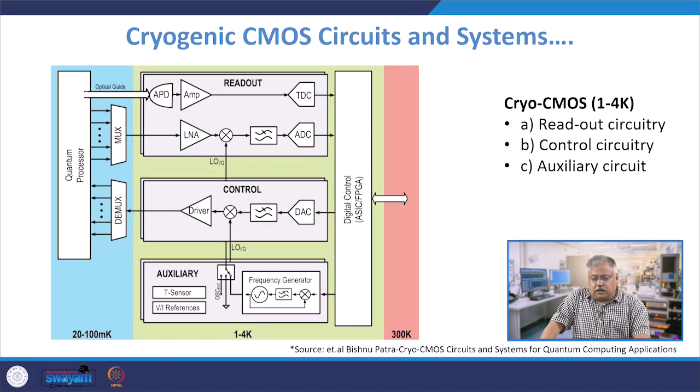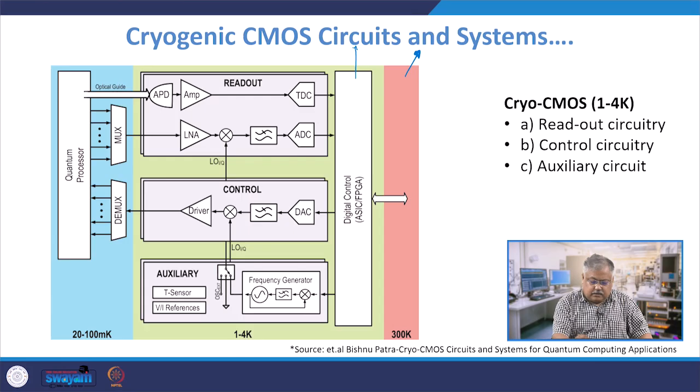This is the basic cryogenic CMOS circuit, cryo-CMOS output, taken from a very nice paper that appears as a brief in some journal. Have a look at this journal. This is the very basic block diagram of cryogenic CMOS circuits and systems. This 300 Kelvin is where your classical computers are all sitting.